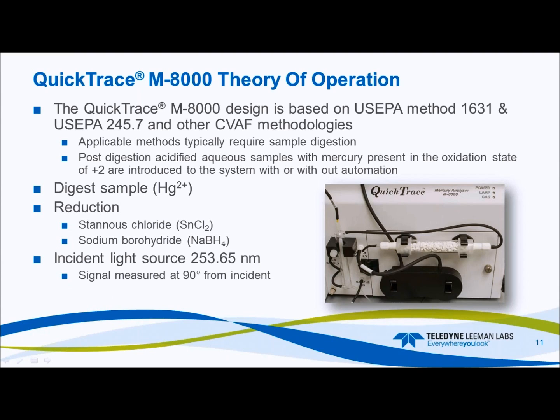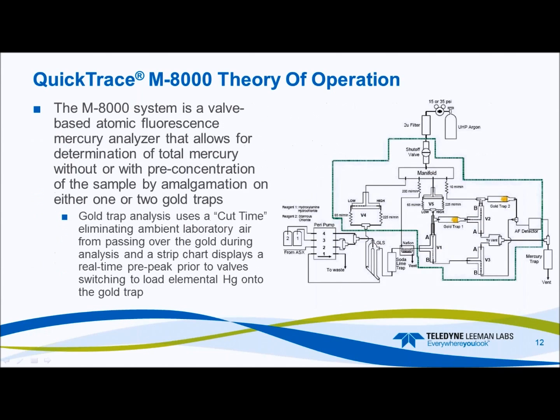You can do it either with or without automation. The systems can be manual. You can use the auto sampler, or you move the probe from the rinse to the sample. It's really easy. So you digest the sample to 2+. The reduction of mercury to elemental mercury can either be with stannous chloride or sodium borohydride, and the light source is at 253.65, and it is measured at 90 degrees.